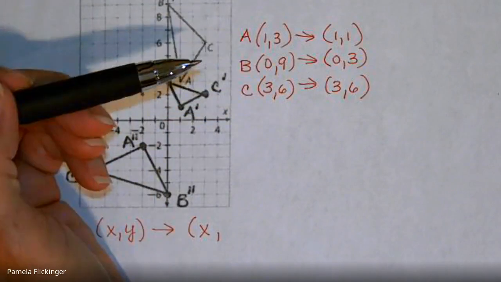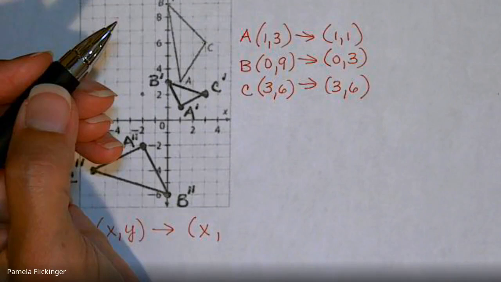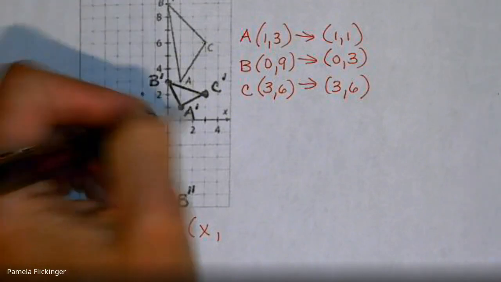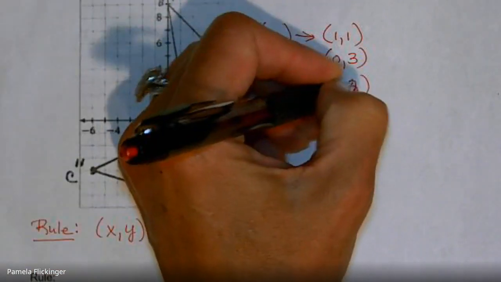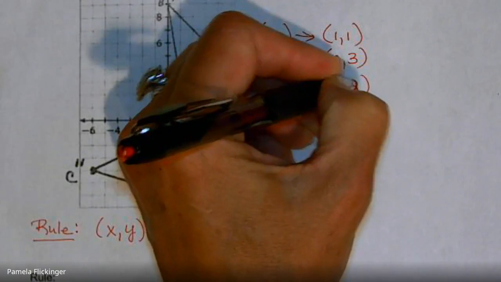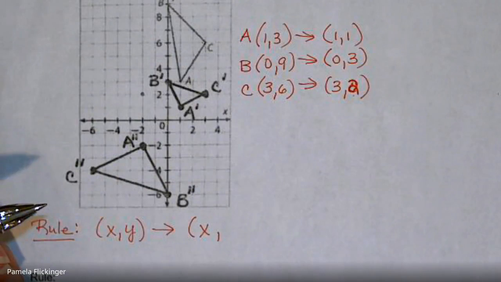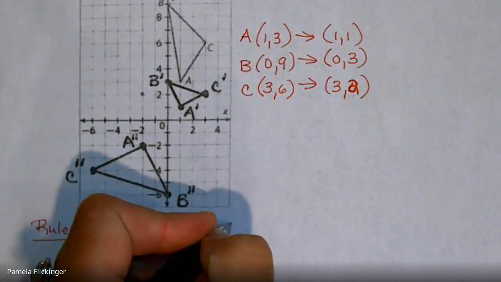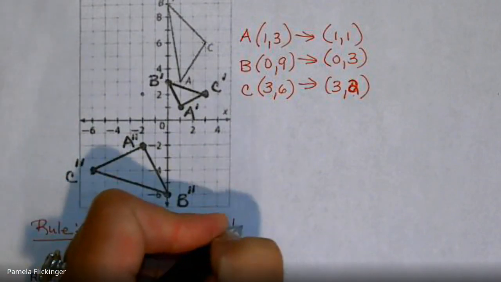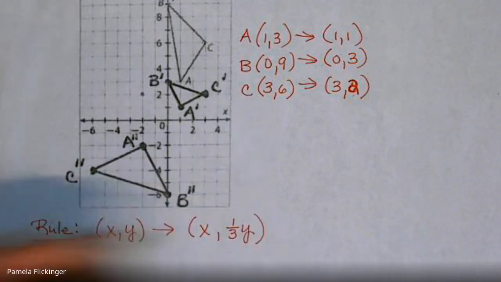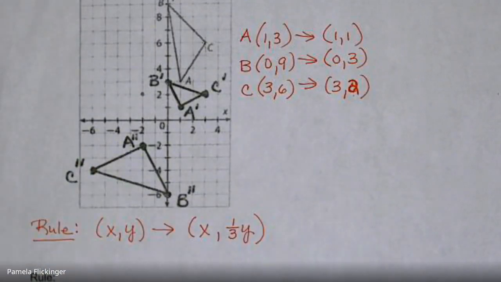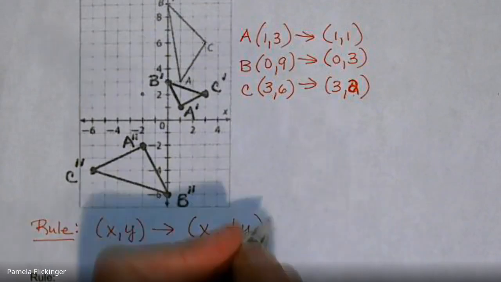Did I write that wrong again? I did. Oh my goodness. It's 3, 2. It's early in the morning, folks. Stay with me. But that's also then being divided by 3. So what we're going to do is write that as 1/3 y. If you wrote it as y divided by 3, I would not mark that wrong.